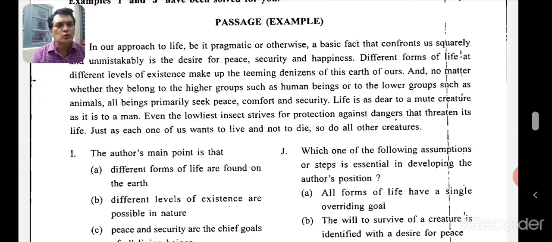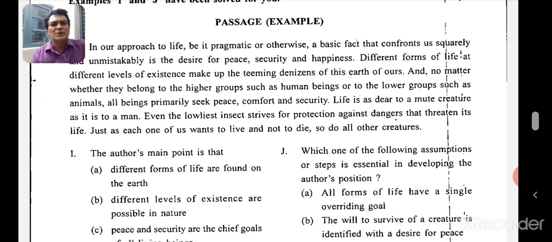Life is as dear to a mute creature as it is to a man. Even the lowliest insect strives for protection against dangers that threaten its life. Just as each one of us wants to live and not to die, so do all other creatures.